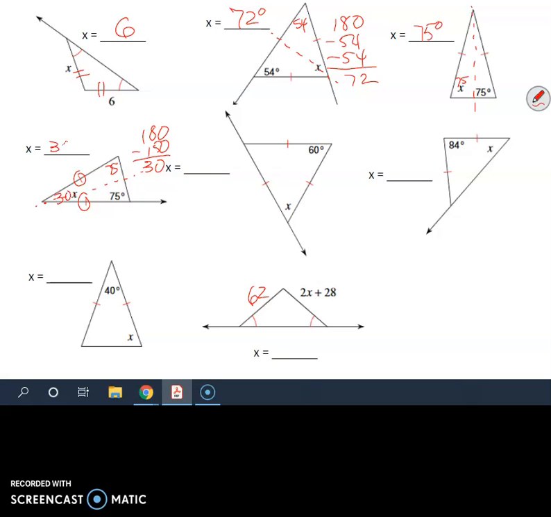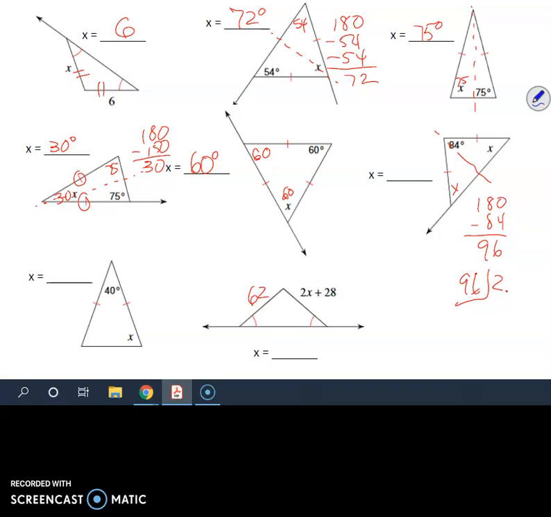That's the third angle. The next triangle, we actually have an equilateral triangle, so that means all three sides are equal and all three angles are equal. So that's 60 degrees. In the next problem, we have an isosceles triangle, so the line of reflection goes through the 84. So 180 degrees, take away the 84, leaves me with 96 degrees. And that 96 degrees is actually divided among the two angles that remain because they're congruent.